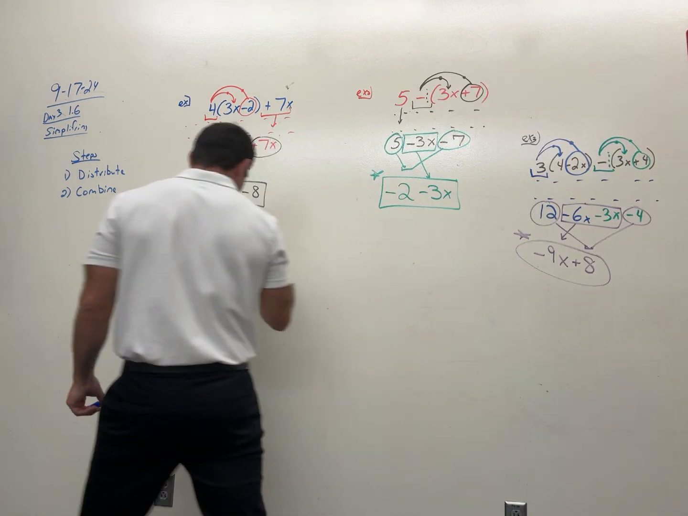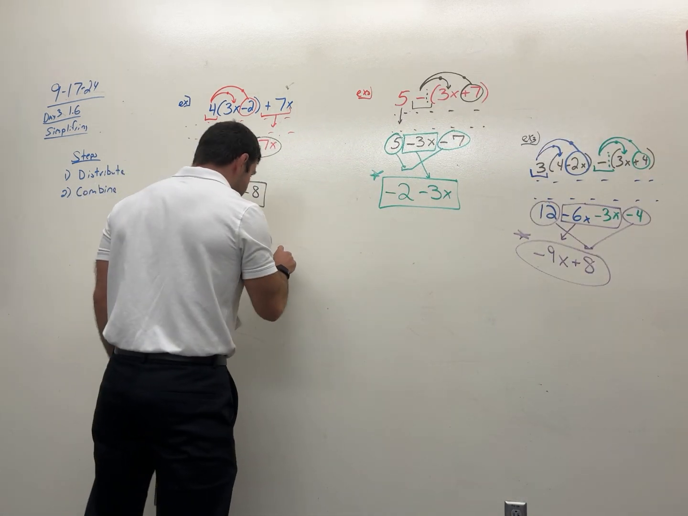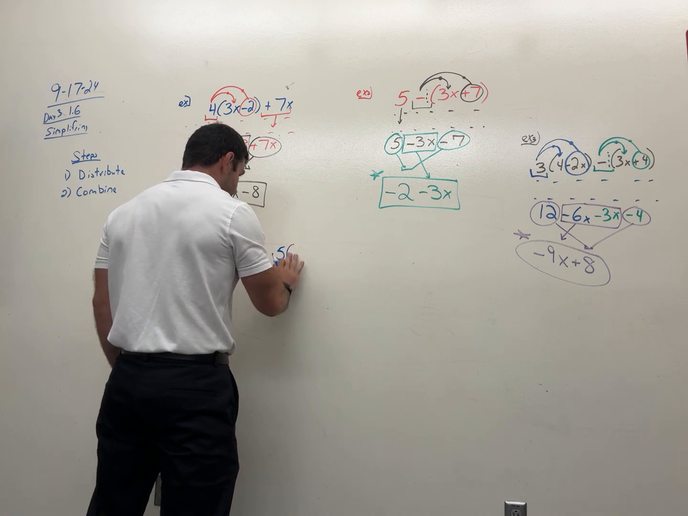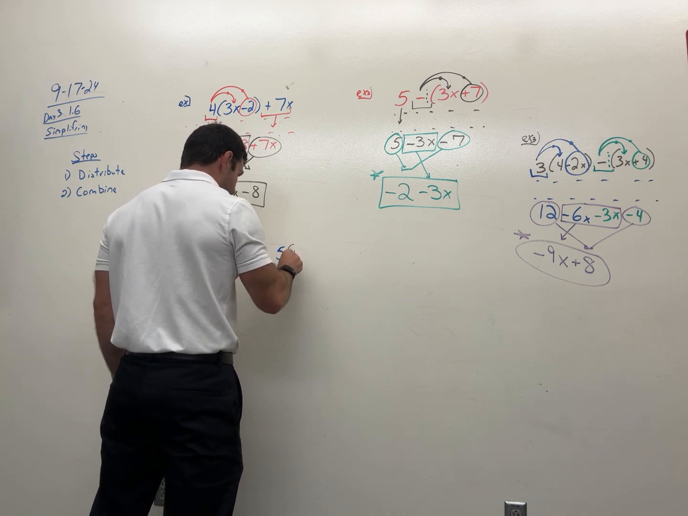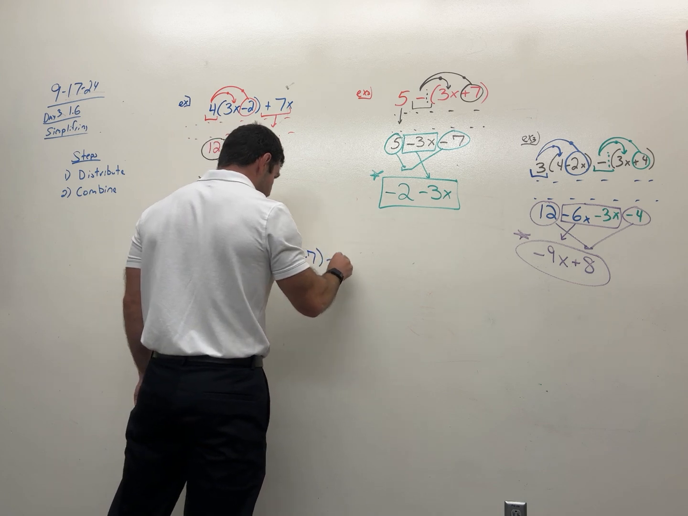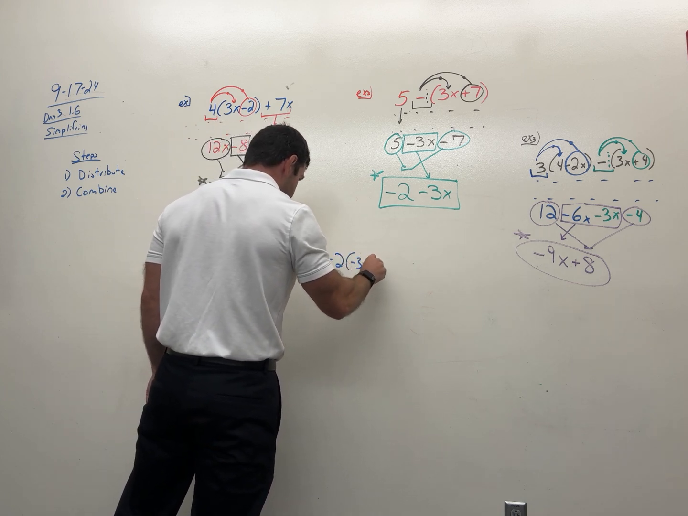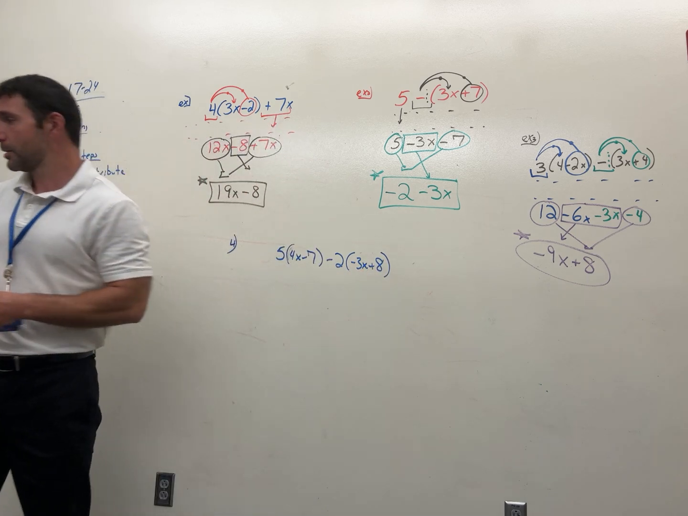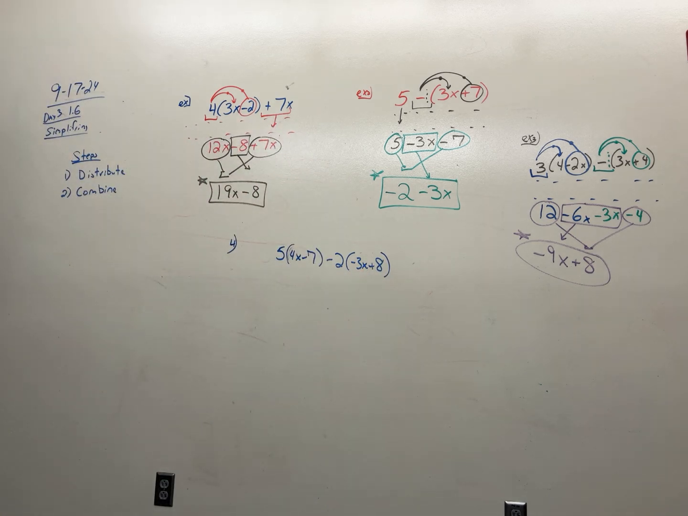Okay, last example. Here's number 4. Let's go. 5 times 4x minus 7 minus 2 times negative 3x minus 8. Positive 8. Okay. So here's what I'm going to do. I'm going to give you a little bit of time. Once you have it, I want you guys to talk to each other, see what your answers are. Okay? I'll be right back.